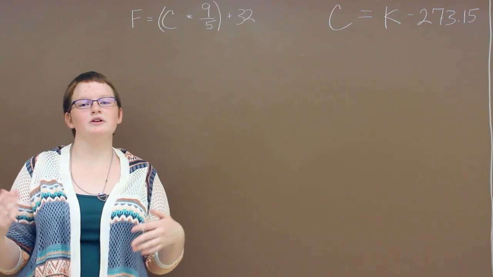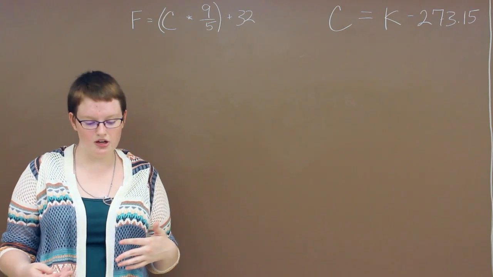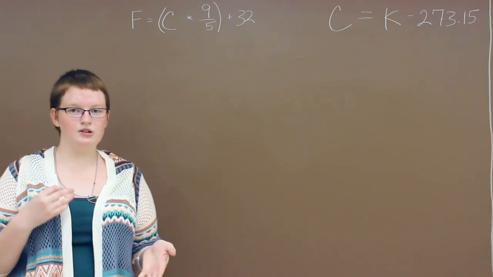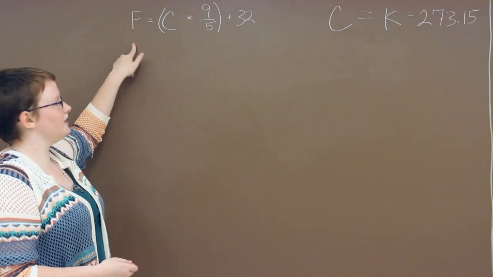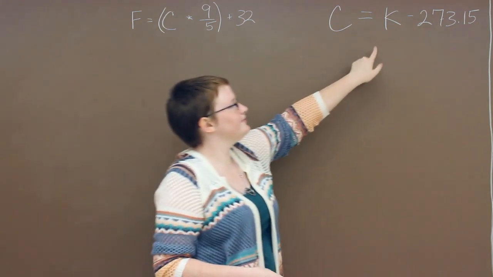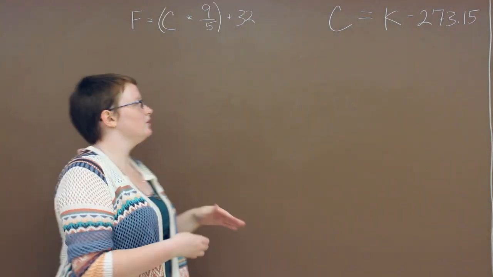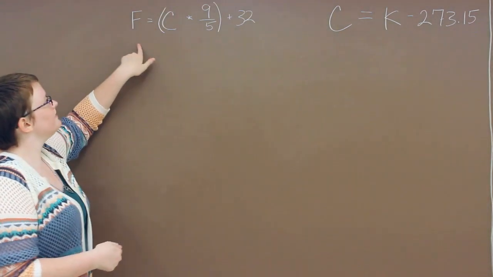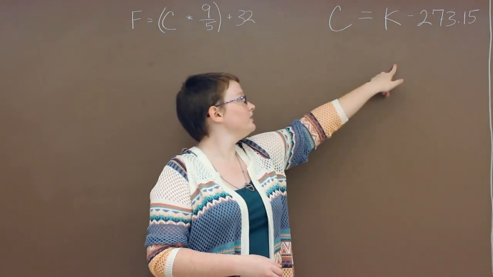Hi, I'm Amanda, and I'm going to be telling you a little bit about temperature scales and how to convert between them. So the first two equations that you need to know are this one, which is converting Celsius into Fahrenheit, and this one, which is converting Kelvin into Celsius. So the first thing that we're going to do is change this equation so it's Fahrenheit into Celsius, and this one so it's Celsius into Kelvin.